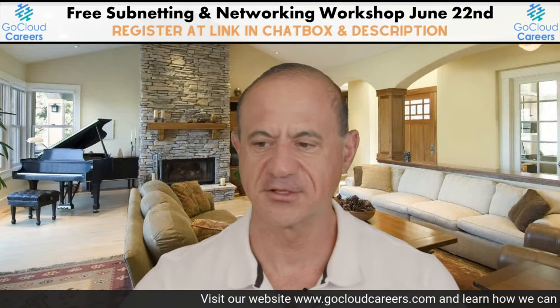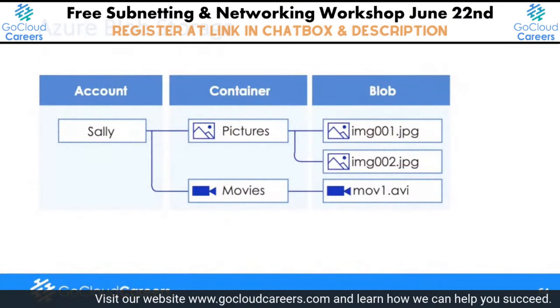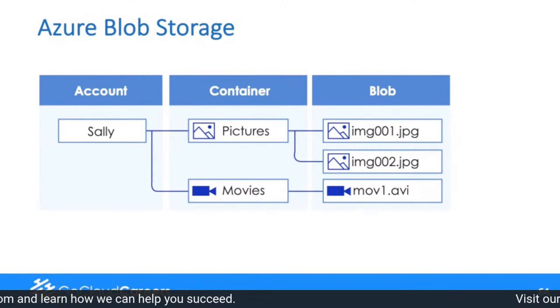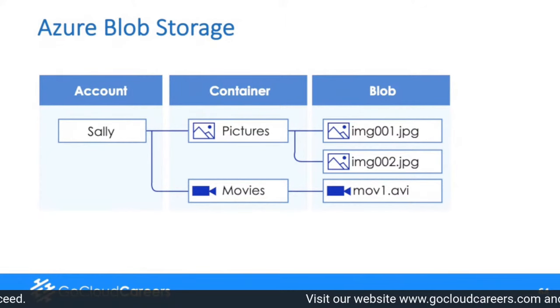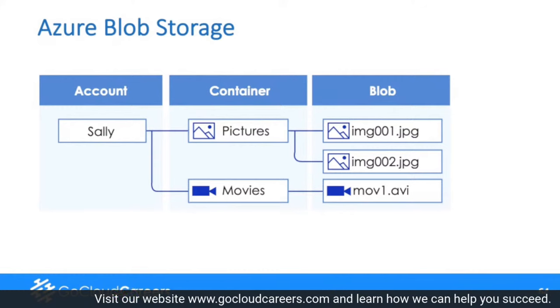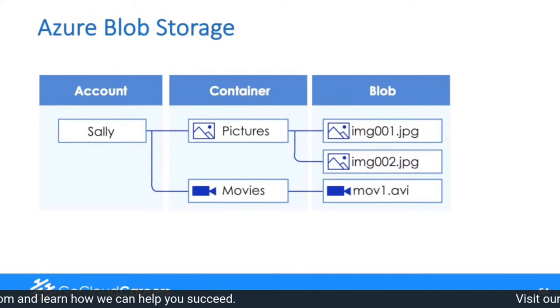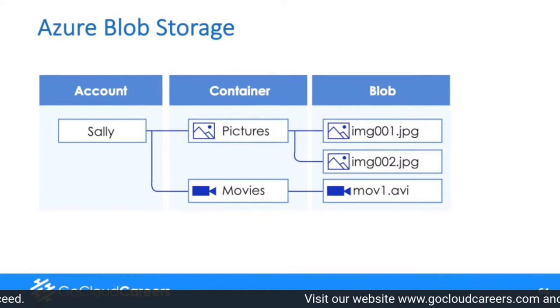So what does it look like? Let's show you graphically. So we've got Sally's account over here, right? And she creates two containers. She creates pictures. Image one is about her cat, and image two is about her beautiful golden retriever dog. And then she makes some movies. She's got a movie of her parrot over here called Movies API. And she stores it all in the same folder. That's the way this works. Hierarchical. We're creating artificial hierarchy in a non-hierarchical storage. Account owner, container, and then our stuff.